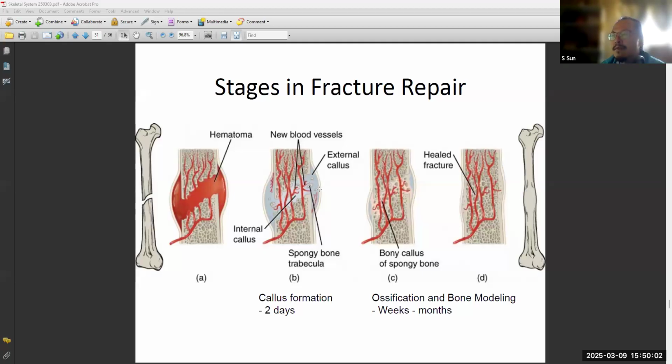However, the ossification takes longer, weeks to months. So you basically need to cast your fracture so it's not dislocated. And what you can do is just wait for them to harden. So that's that.